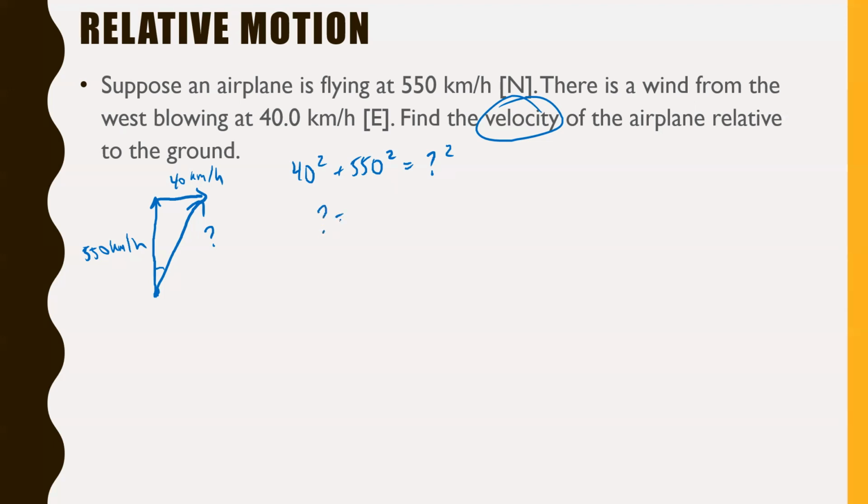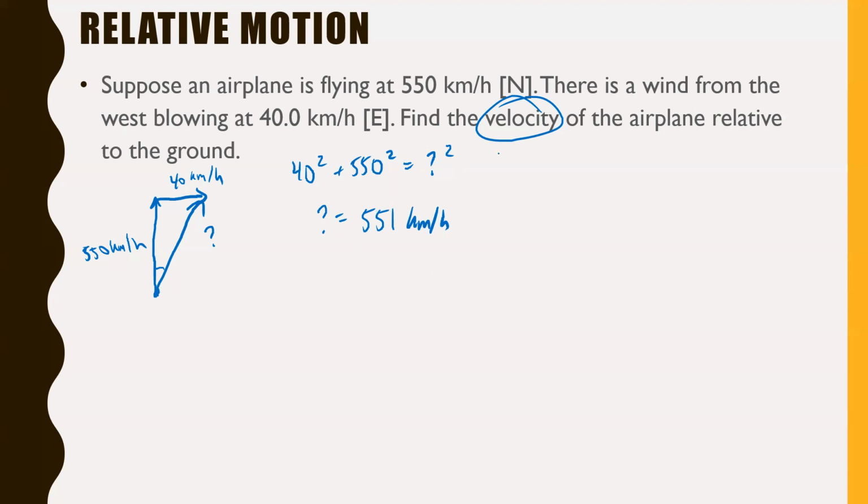This is going to give me my question mark equals, we want 3 sig digs, 551 kilometers per hour. Kind of interesting. It's like the wind's giving it a little bit of a boost. It's going up by 1 kilometer per hour. You're going a little faster because of this wind.